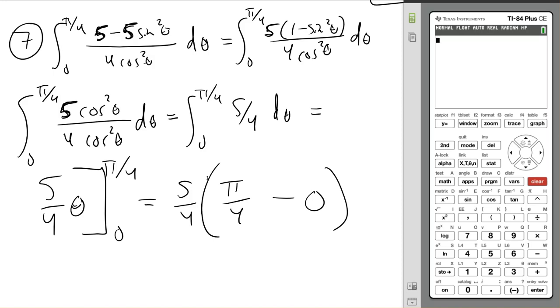You can put 5/4 in front of both and then factor it out, or not factor it out, or just do it from the beginning. All of it ends up being the same. Of course, subtracting 0 doesn't do anything, so to me it looks like it would be 5 pi over 16.